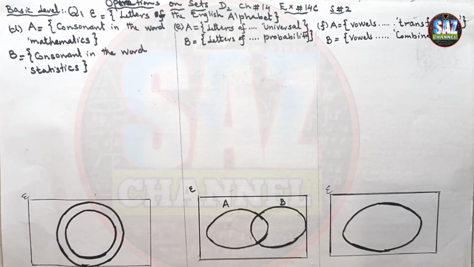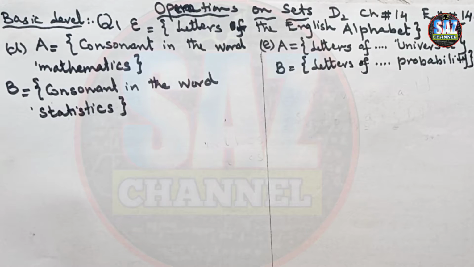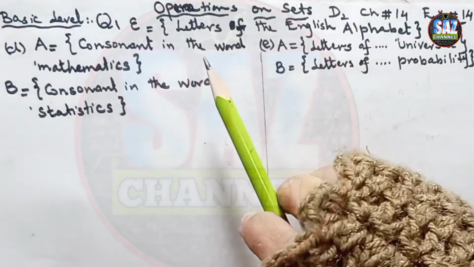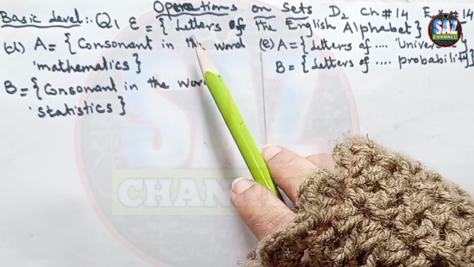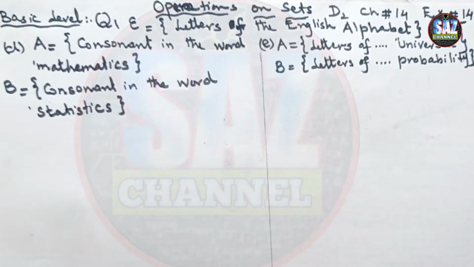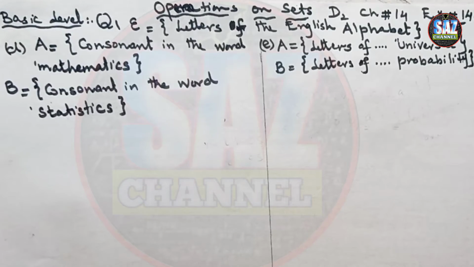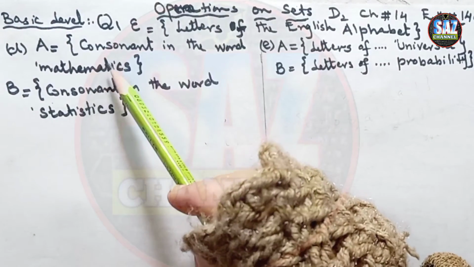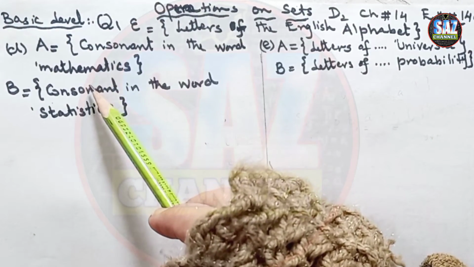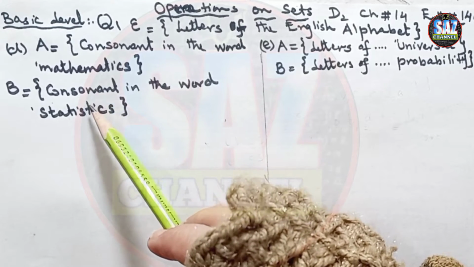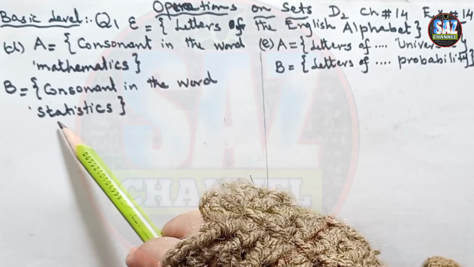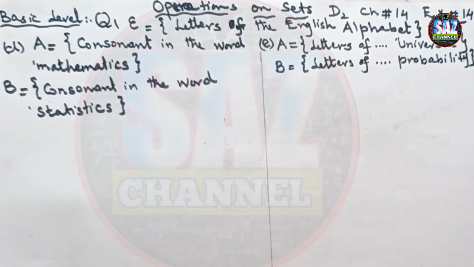Let's move to D part of the question. D part says that the universal set is the letters of the English alphabet. So it means that in the universal set, all the English alphabets will be coming, and then in set A, the consonants of the word mathematics will be coming, and in set B, we have to write the consonants of the word statistics.